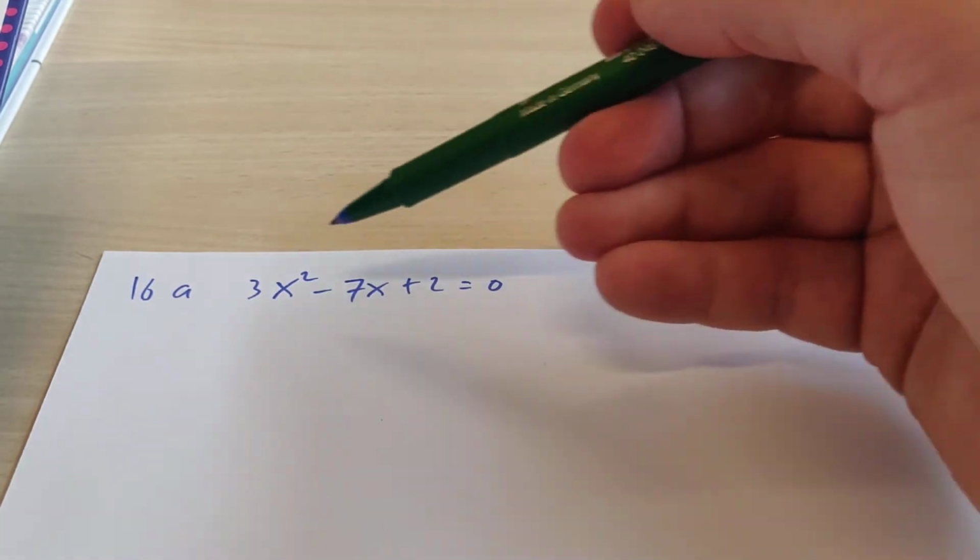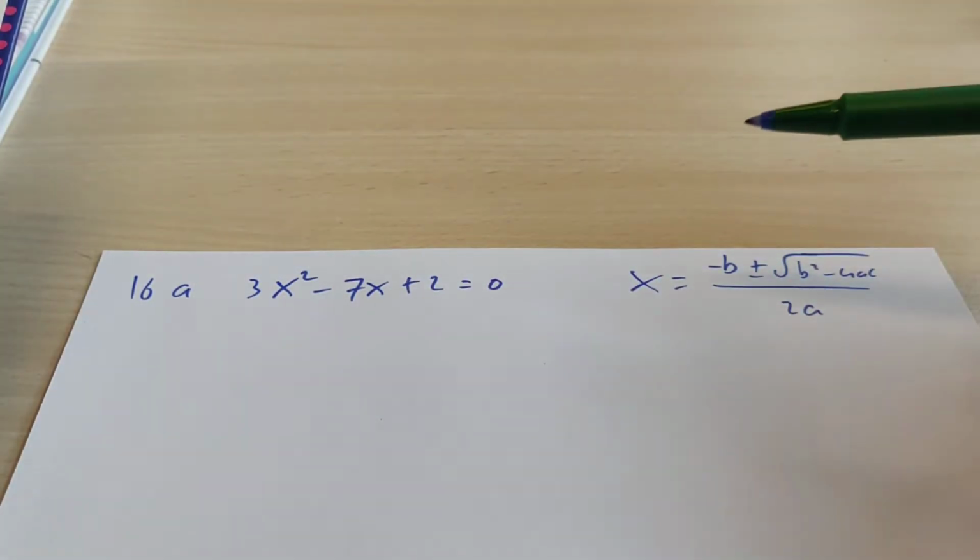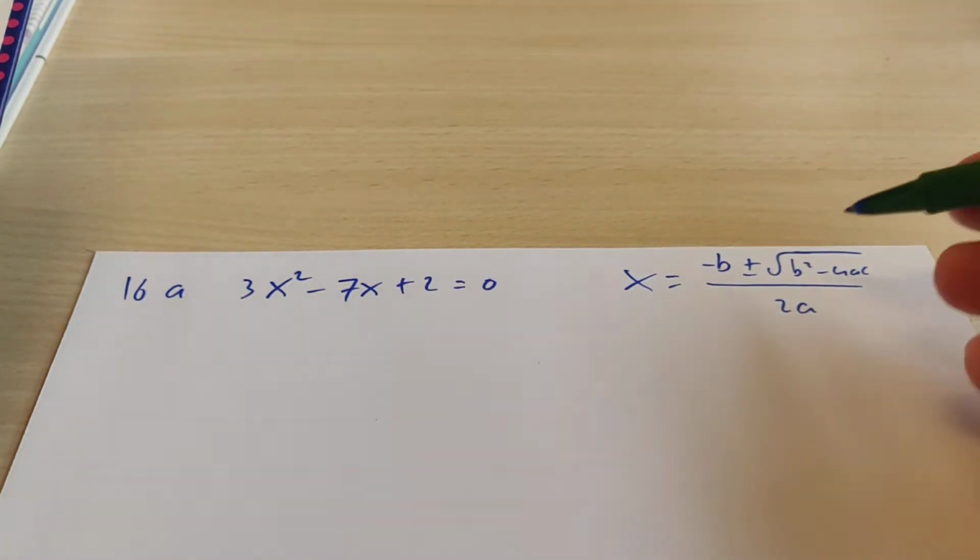So here we have this equation and we want to figure out what x is, and this formula can be useful because sometimes you cannot use the product sum method, or sometimes completing the square is a bit difficult, so then you can always use this formula.